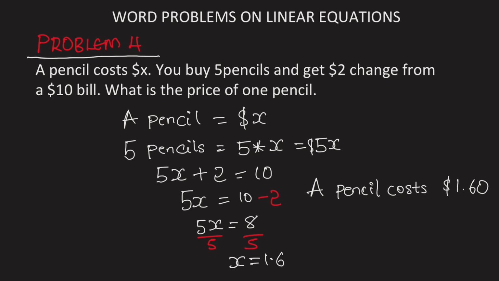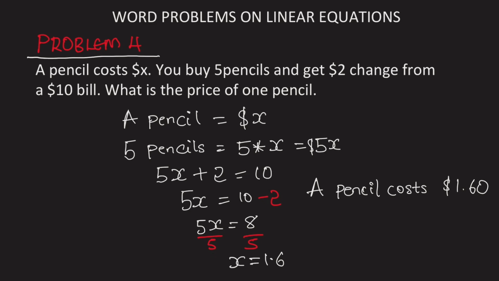Okay, so let's do a quick recap on this question. The question says a pencil costs X dollars. You buy 5 pencils and get a $2 change from a $10 bill. What is the price of one pencil? So when we go shopping in general, the amount we spent plus our change is supposed to be equal to the amount we first started with.